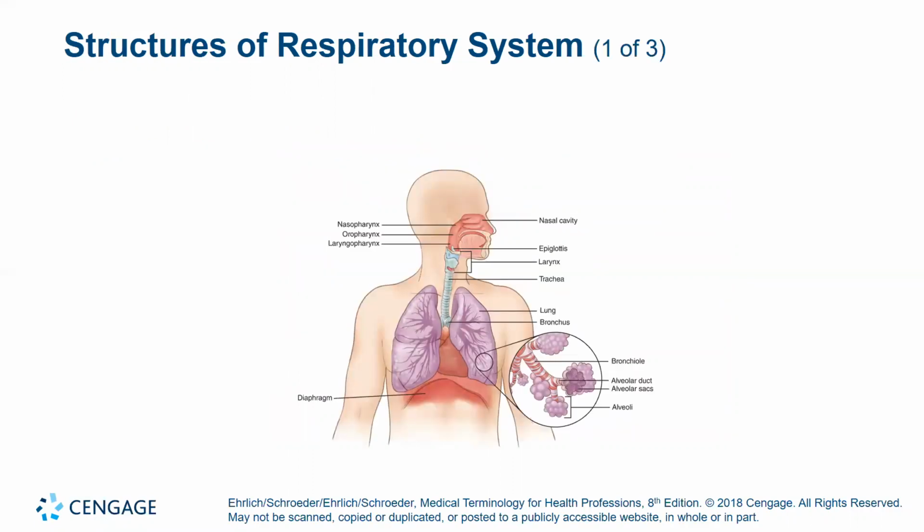The structures, you can see here where the nasal pharynx is, the oral pharynx, the laryngopharynx is here. Here's your nasal cavity. Epiglottis, here's this little lip right here. The larynx is this area. With the trachea, the lung, bronchus is here, and the diaphragm.